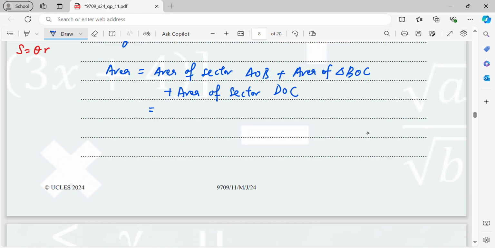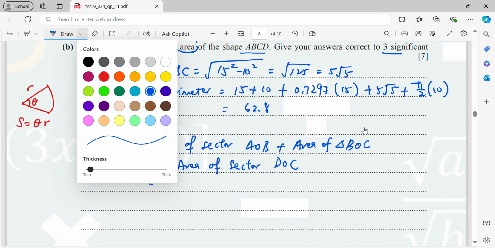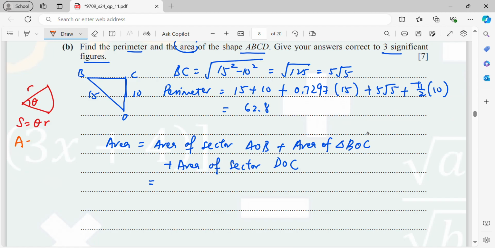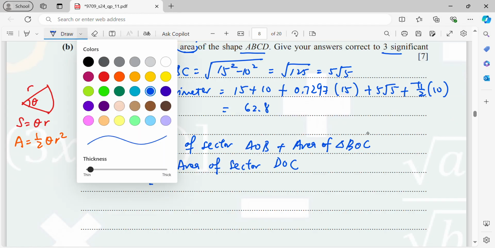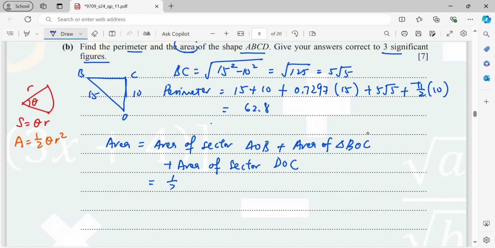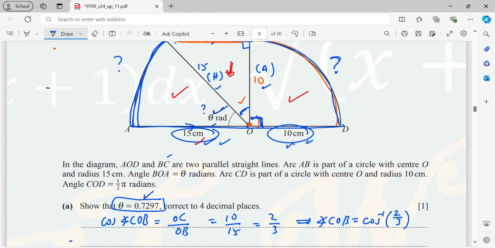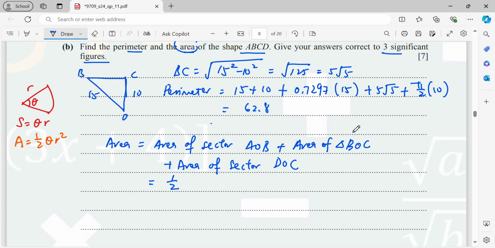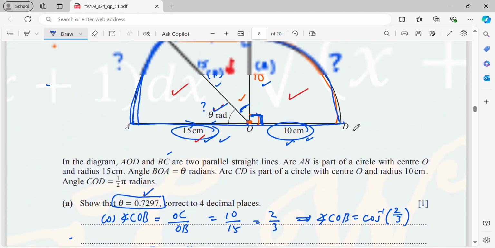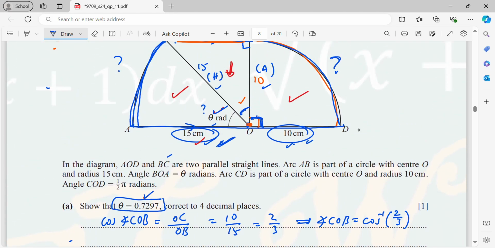So area of sector, use back the same sector. The formula is area equals to half theta r squared. Alright, so now the first one is half AOB, which is theta. Theta already found, 0.7297. So here I will write 0.7297. My r for the sector AOB is 15. This is a 15.